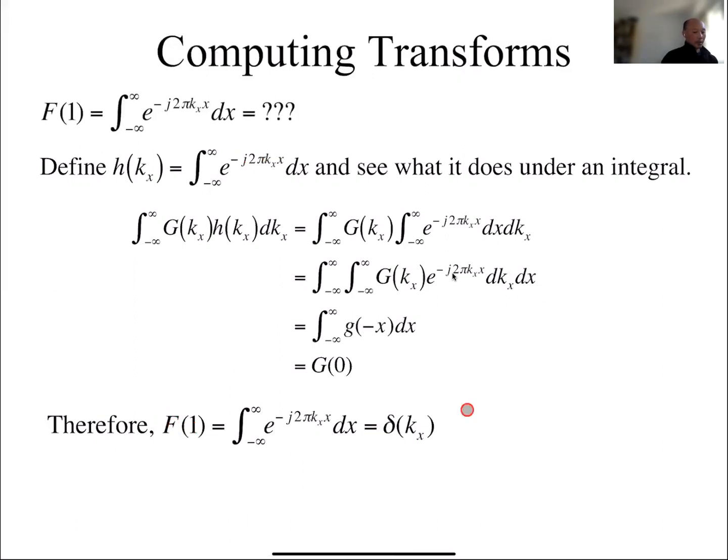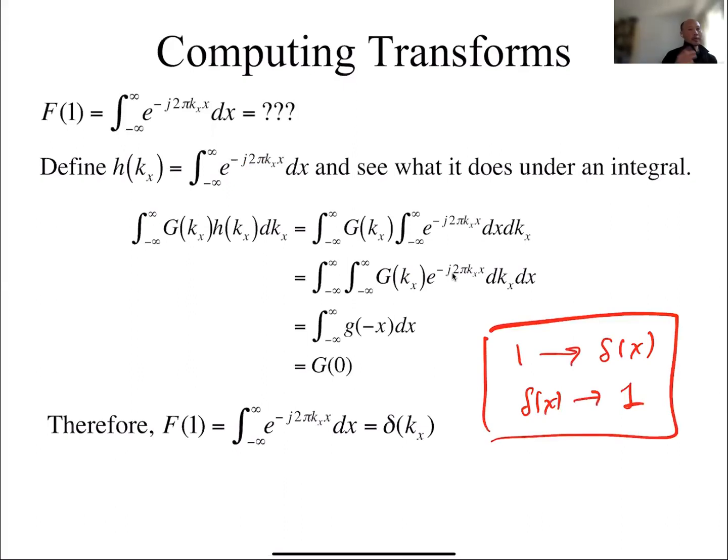And so that's our first Fourier transform pair. We had one goes to delta of x, right? And before we had delta x goes to one. So that's a nice thing to remember. So a delta function goes to one and one goes to the delta function. So that's the first Fourier transform pair that is good to remember.